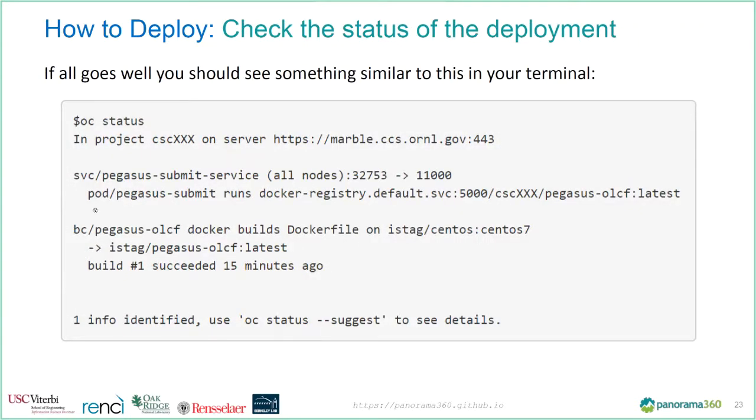After you're done with everything, you can exit the interactive terminal you got within the pod, and you can check the status of your deployment by using OC status. This will give you back a message similar to the one below. Basically, we have a service running, and on that service we have attached a pod. And also, we have a build configuration that we built our image with.